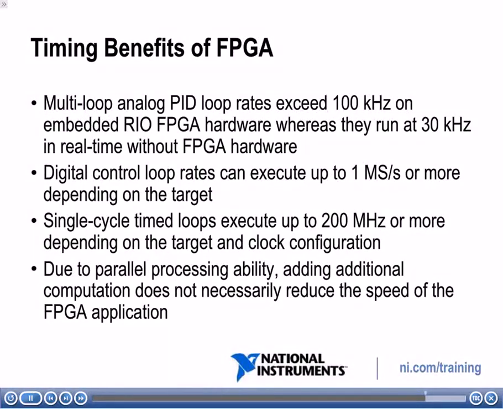Also, with a digital control loop rate, you can execute up to 1 megasample per second or even more, depending on the target. On FPGA, there's also this concept of a single cycle time loop. With those, you can execute things up to 200 megahertz or more, depending on the target and the clock configuration. We'll talk about single cycle time loops more in a later lesson.